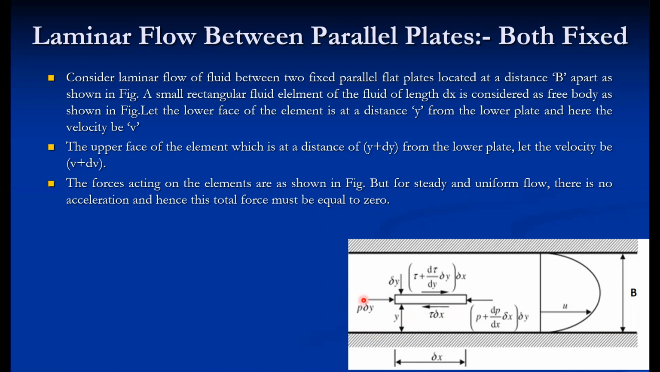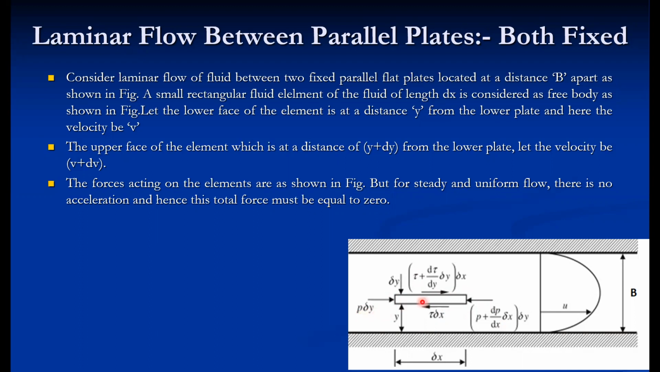As in laminar flow through a circular pipe, here, because the cross section is rectangular, we consider a small rectangular fluid element of size dx dy. The forces acting on this element are pressure forces on the end faces and shear forces on the lower and top faces. Pressure force is pressure into area. Area is dy into 1, as we consider the width in the z direction to be unity.